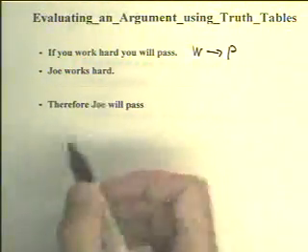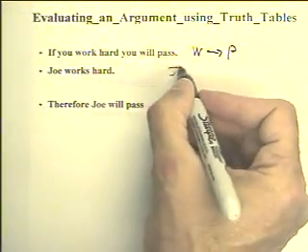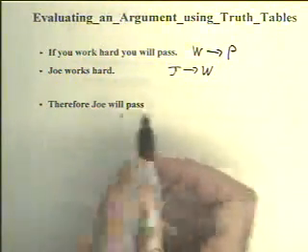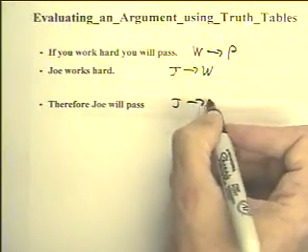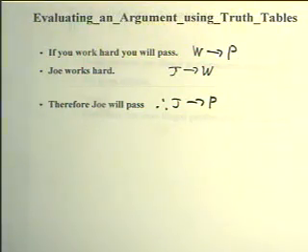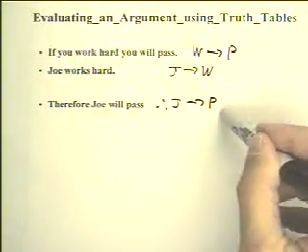Then Joe works hard. So we could write that, if you're Joe, then you work hard. Therefore Joe will pass. Well, therefore if you're Joe, you pass. Now the logical representation of the entire argument is, if this is true and this is true, then this must be true.